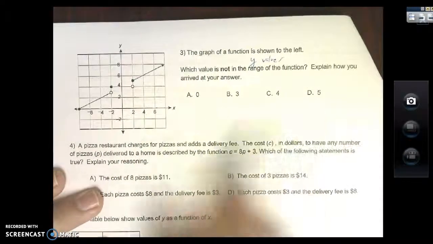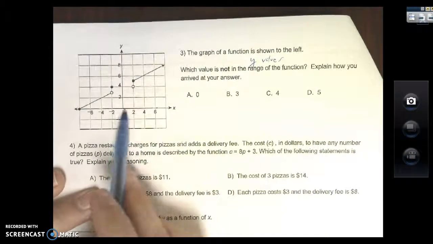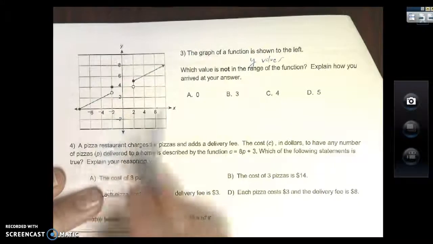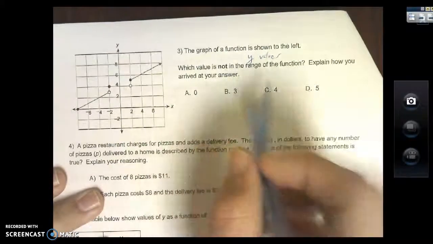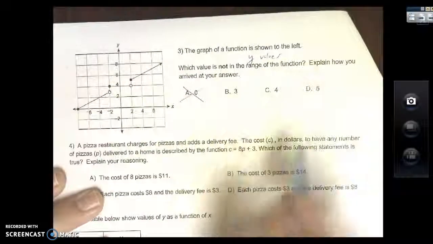Now use your answers to your advantage. Here's 0. 0 is right here. Where is my graph at? Right here. See how it's closed in? So at 0, this works. The question is asking for not a value of your range. So this would not be it.